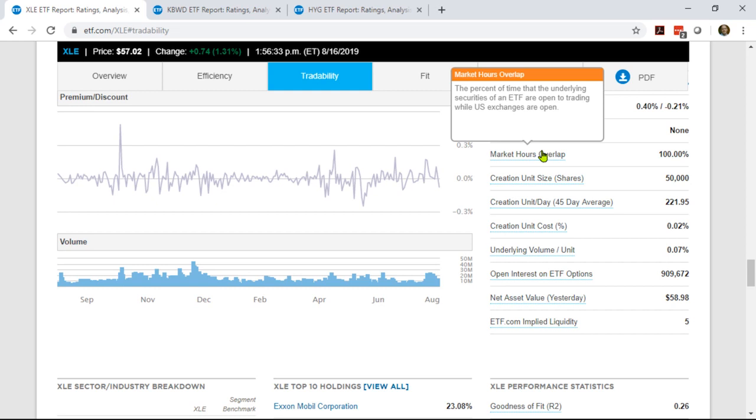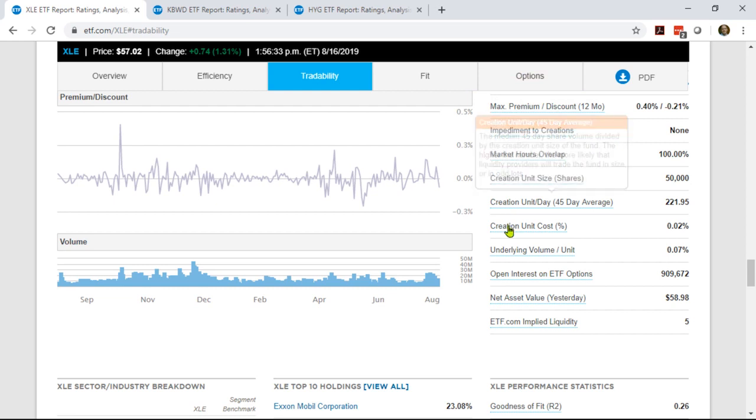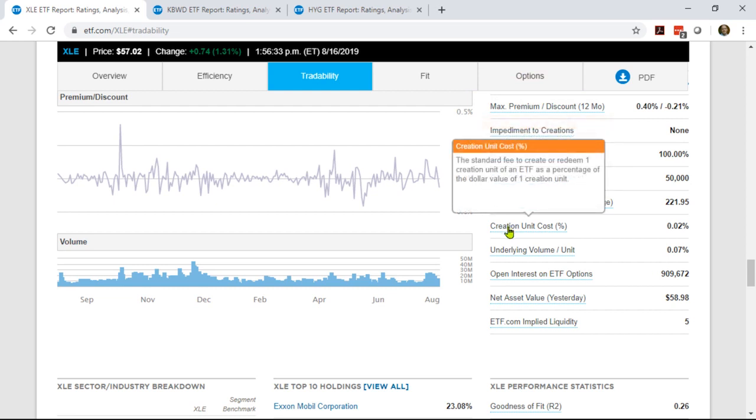These statistics over here, the creation unit, units per day, unit cost, all really come down to the same thing, which is how hard is it for an authorized participant to make new shares of this ETF? How often does it happen? How expensive is it for them to do it?